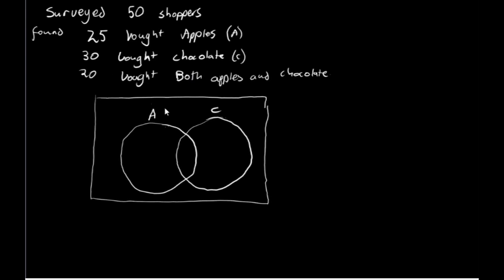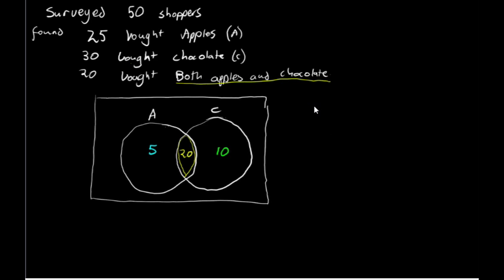Now to start with, we usually want to work out what this number in here is. And that's where both A and C occur. So how many people bought both apples and chocolate? Well, there was 20. So we'd put 20 in there. Which means for event A, we had 25 people buying apples. We've already got 20, which means there's 5 left over. And then for C, we had 30 people buying chocolate. Well, we already have 20, so there's 10 left over.